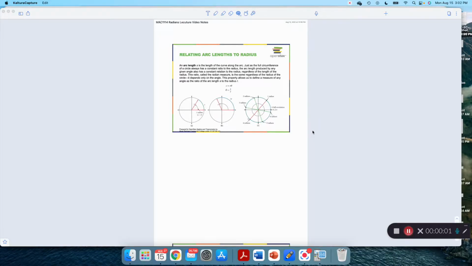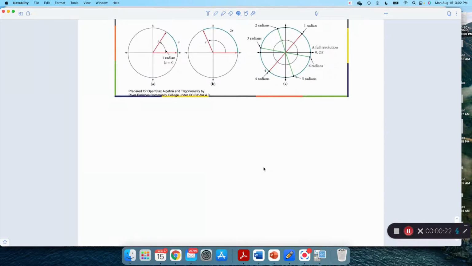Okay, let's talk about radians. A radian is just a different way of measuring angles. We grow up and think about angles in terms of degrees, but degrees really have no natural counterpart in the real world. We made up 365 degrees in a circle.